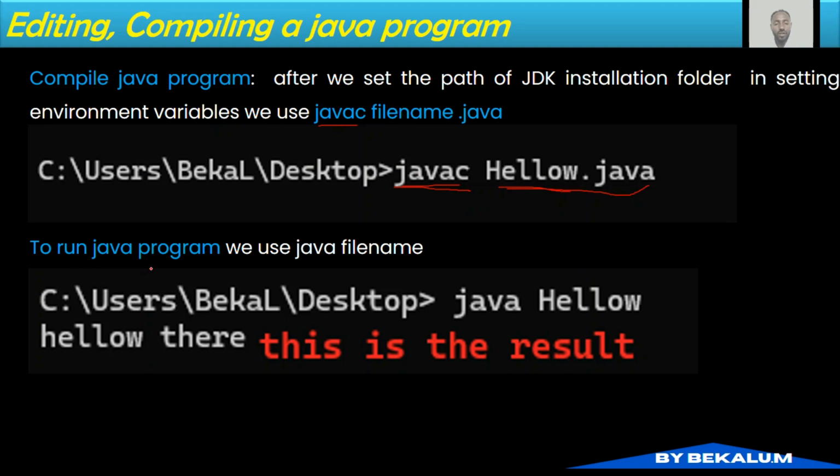To run a Java program, we use java followed by the file name. For example, java hello. It will display what's written there in the standard output. So hello there is the result. This is how we compile and run a Java program.